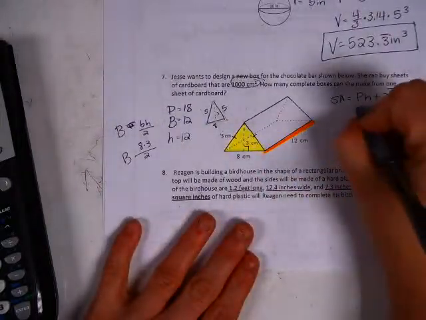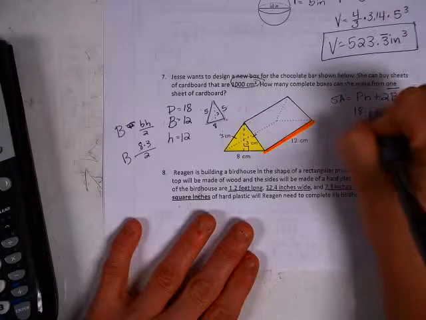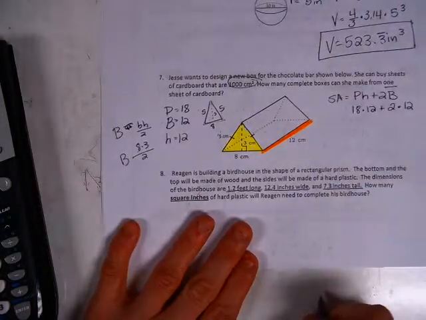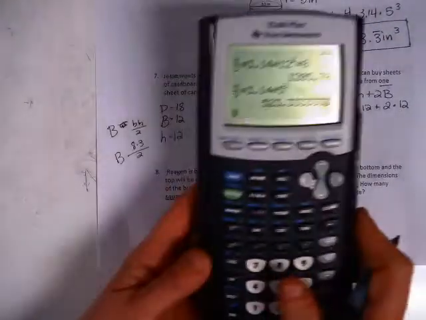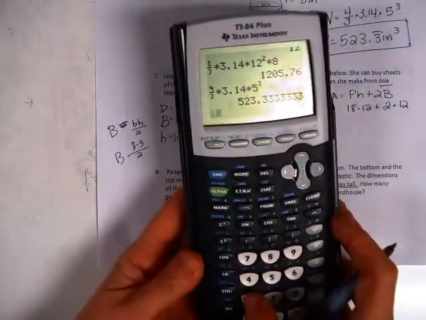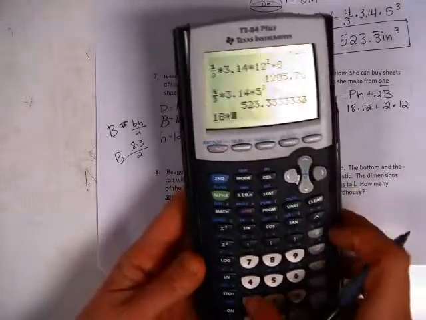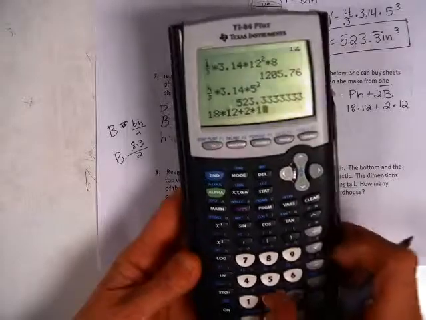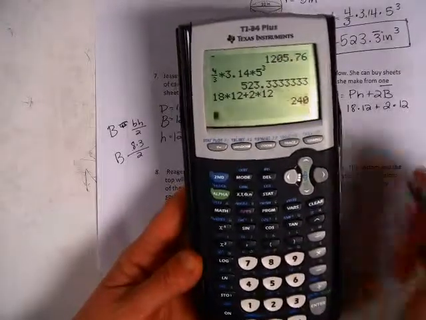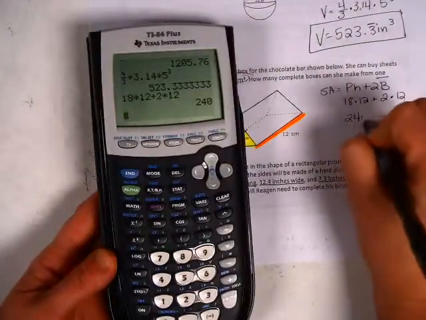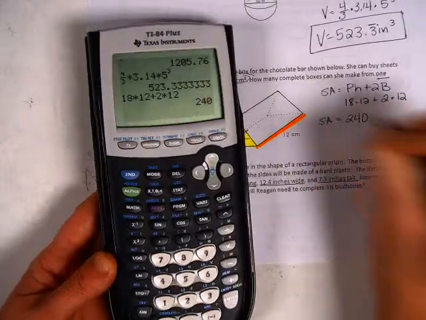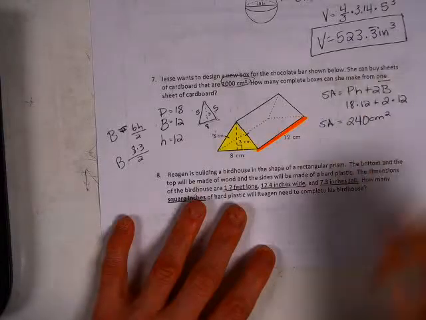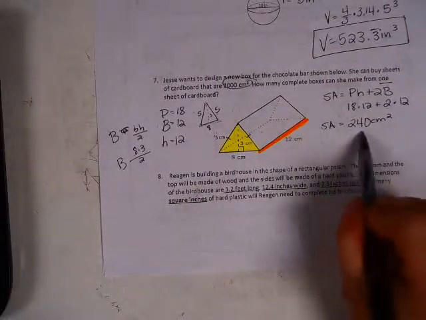So now we can plug all our information in. p is 18 times 12 plus 2 times 12. Okay? Type that into our calculator. 18 times 12 plus 2 times 12. Okay, so 240 for the surface area. Now, that is going to be centimeters squared, but I'm not done.